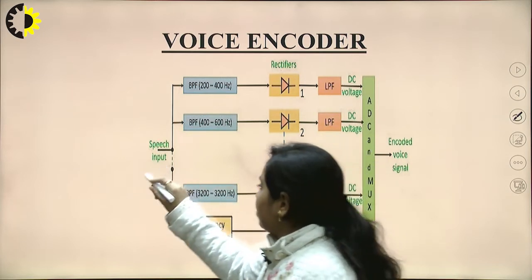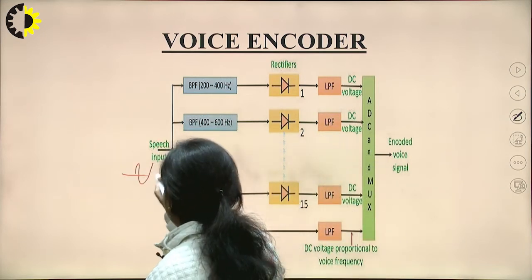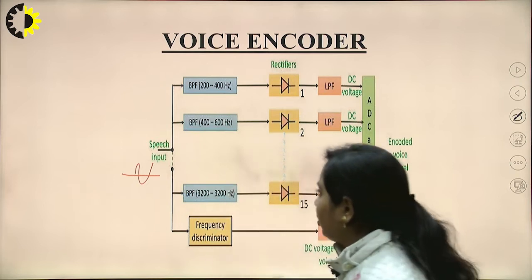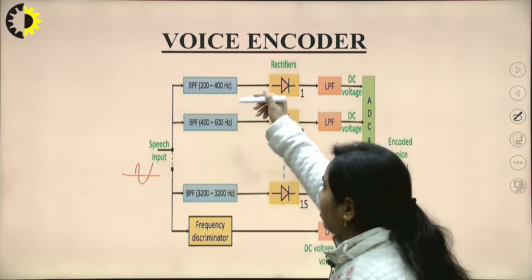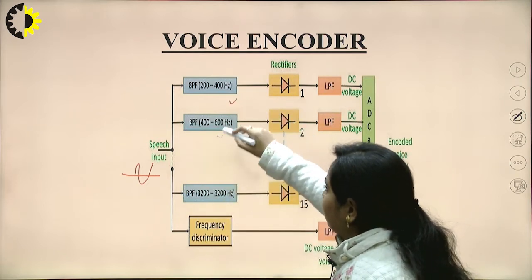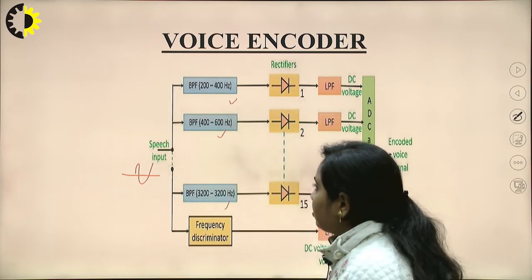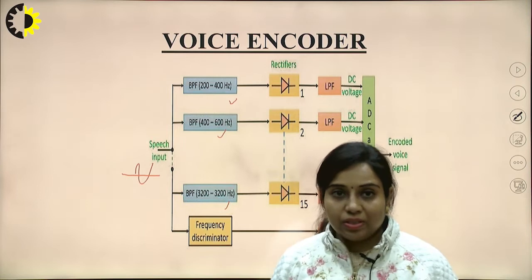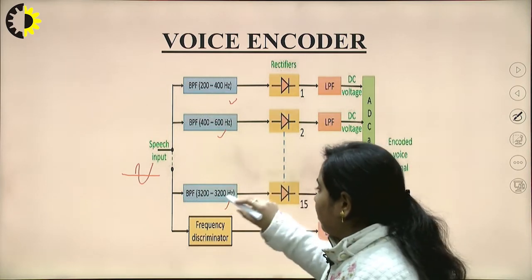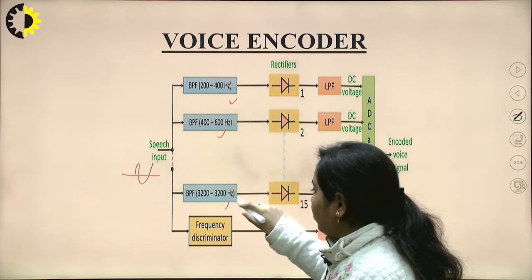So this is just an analog signal, a high frequency signal with varying amplitude. It is the speech input. Now this is applied to the bandpass filter whose frequency range is 200 hertz to 400 hertz. That is the band of frequency. Then 400 to 600 hertz, and so on up to 3200 hertz.